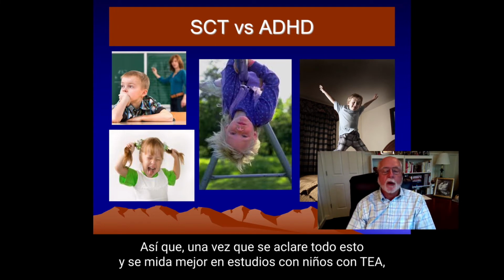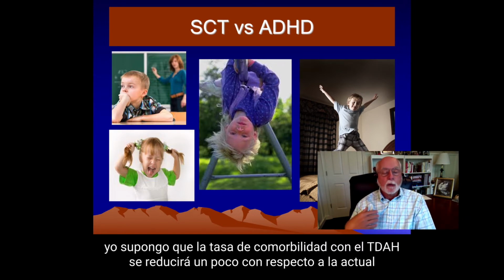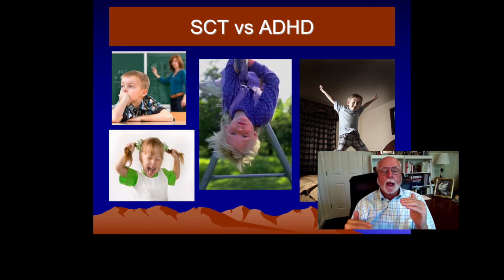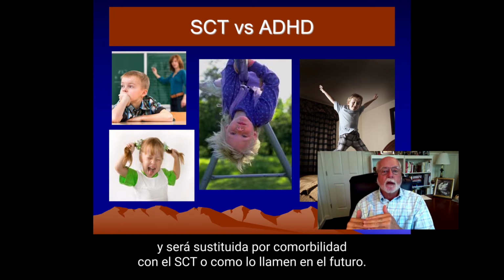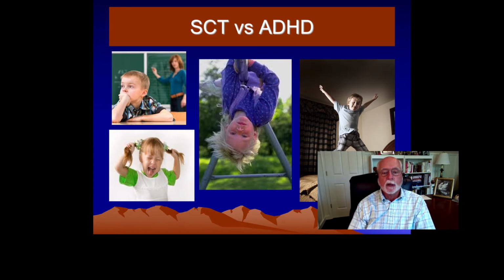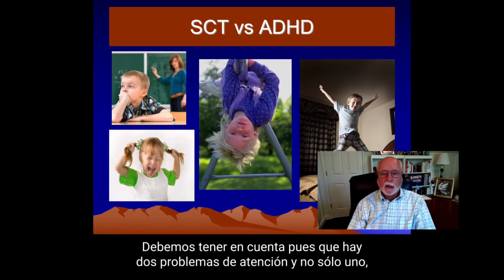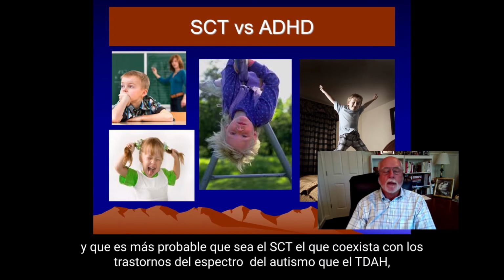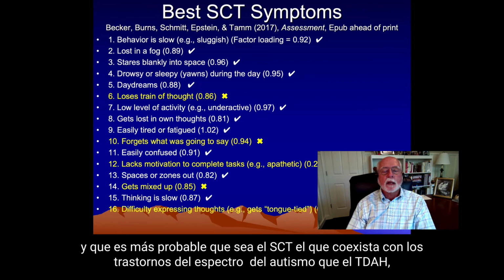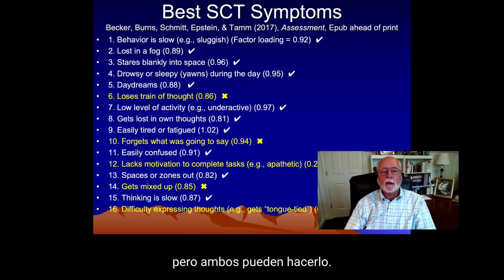So once we get this all clarified and measured more properly in studies of ASD children, I would expect that the rate of comorbidity of ADHD might go down somewhat from what we currently know it to be, whereas it would be replaced instead by comorbidity with SCT, or whatever the new name is that it's going to be given later this year. So bear in mind then that there are two attention problems, not just one, and that it is more likely SCT that coexists with autism spectrum disorders than ADHD, but both of them can do so.